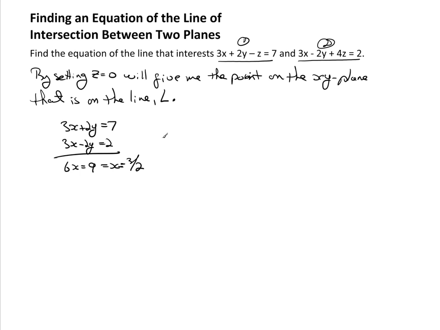If x equals 3/2, that would then imply, if I use equation 1 for the first plane, that 3 times 3/2 plus 2y, remember z was 0, minus 0, equals 7. And then that ends up telling me that y, once I finish up the arithmetic there, is 5/4.